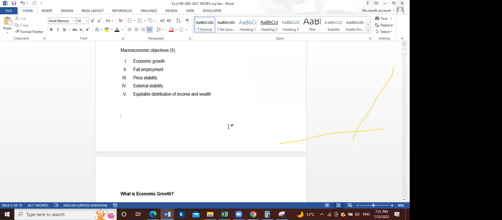So that brings us to the topic of macroeconomic objectives. With macroeconomic objectives, these are the 5 main objectives that are mainly used in measuring the performance of an economy. If you want to analyze whether an economy is performing very well or not, these are the main objectives that are used. First of all, we have economic growth. Secondly, we have full employment. Thirdly, we have price stability. Fourthly, we have external stability. Lastly, we have equitable distribution of income and wealth.